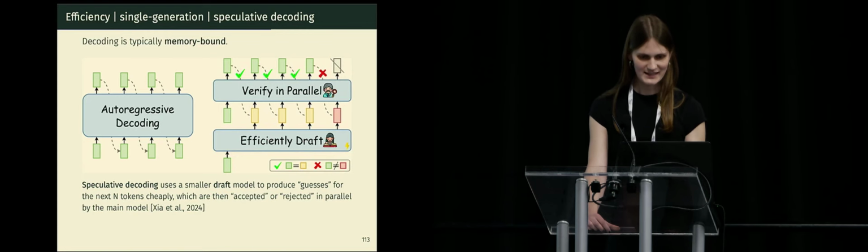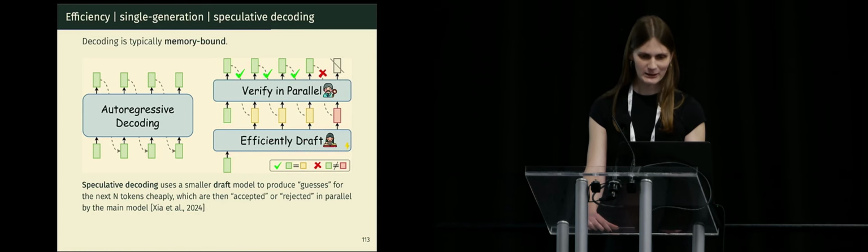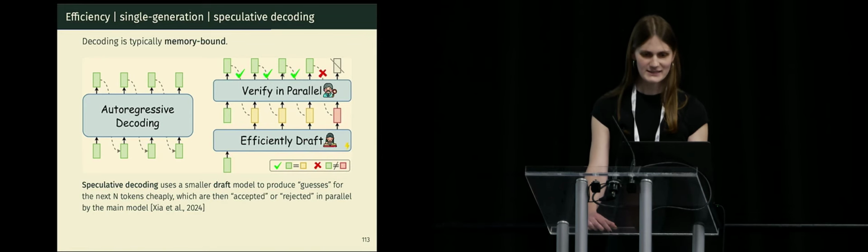Then we'll iterate through these guesses, starting from the first one and going forward, determining whether they match up with what our larger model would have predicted if we just asked it to produce one token. Until we get to the point where one of our guesses doesn't line up, we can accept all of the preceding guess tokens and ideally, in expectation, generate many more than one token per step through our large model.